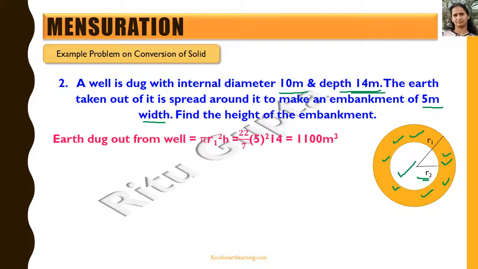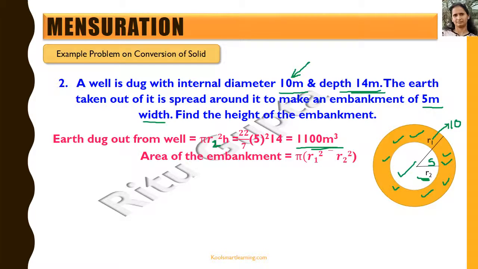So now this is R2. So pi R2 square h, because this is R2. And R2 is 5 because the diameter is 10. So we are saying the radius becomes 5. So this radius is 5. And this radius becomes 5 plus 5, which is 10 meter. So it is pi R2 square h, which would mean 22 by 7 into 5 square into 14, which is the depth of the well. And this comes out to be 1100 meter cube of earth dug out.